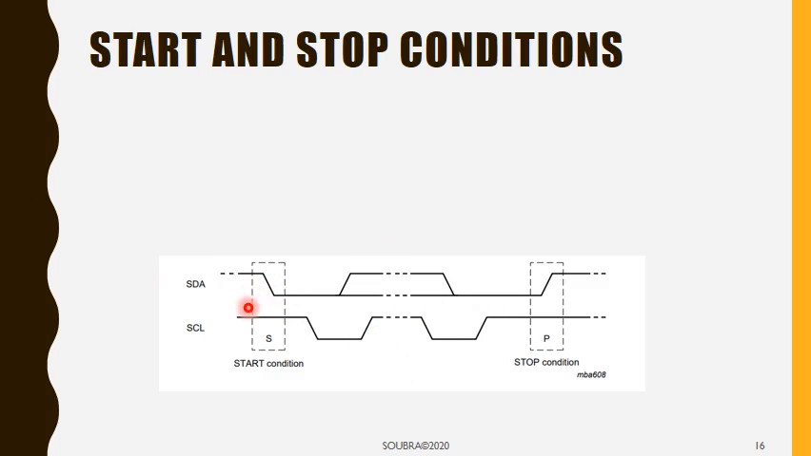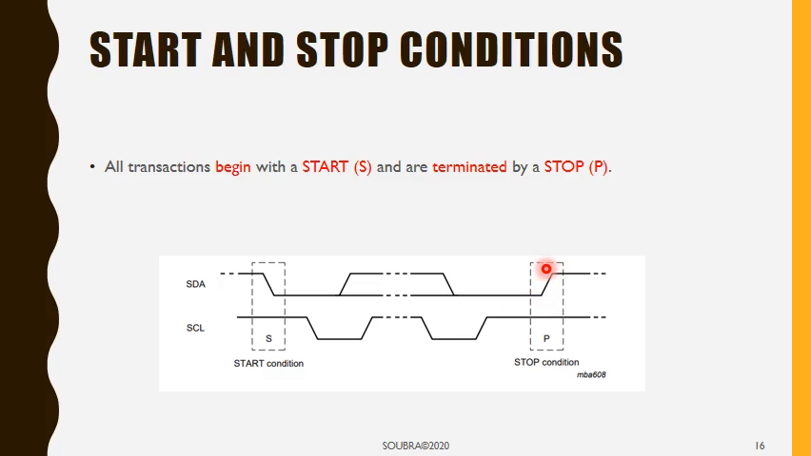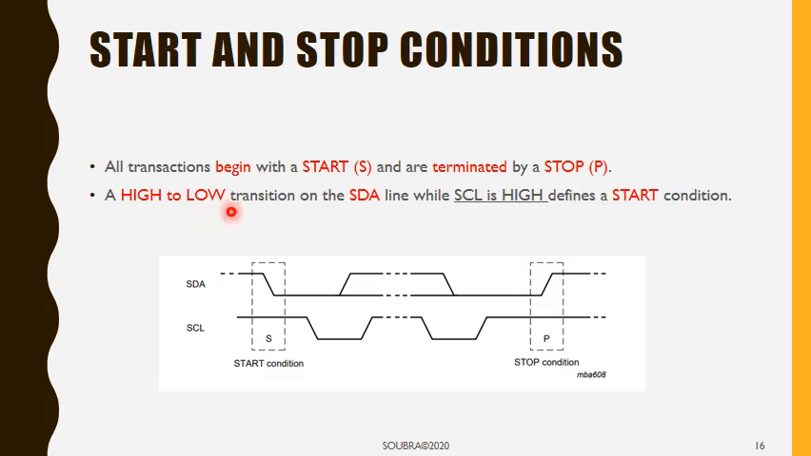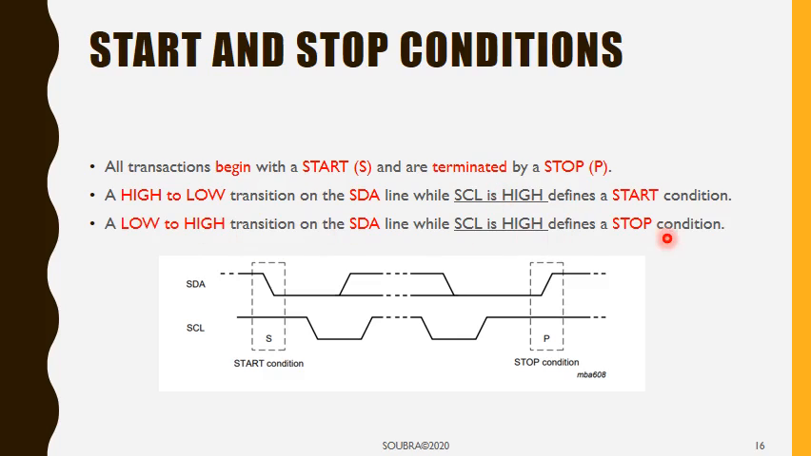So what about the stop condition now? Well, it's the exact same thing, but in the opposite direction. All I need to do is have my SCL at high and pull my SDA up from 0 to 1. Alright? So this would mark a stop condition. Right? High to low while SCL is high for a start, and low to high, the other way around, for a stop.